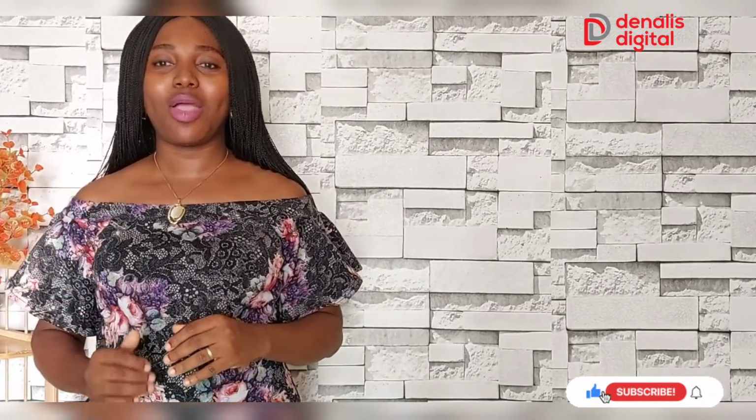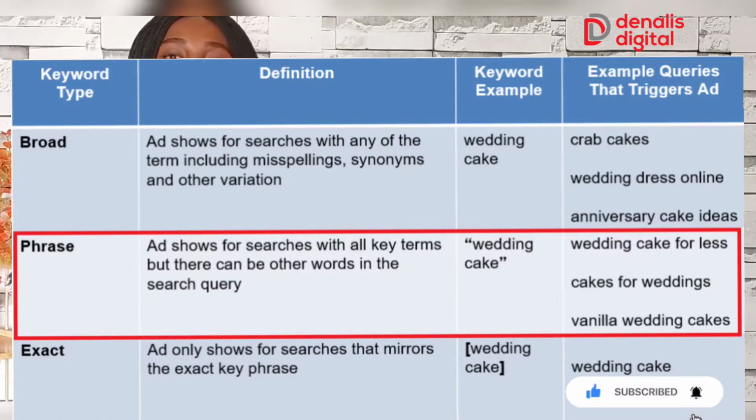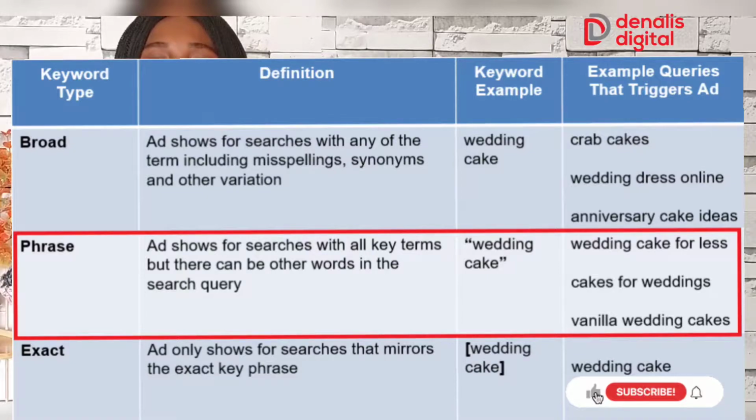So this brings me to the second one, which is the phrase keyword. For phrase keywords, any key term that you choose means that when somebody is searching for something on Google, the person must type in all the terms. So in that case, when I'm the consumer and I type in wedding dress, my ad wouldn't show because I, the advertiser, put in wedding cake.